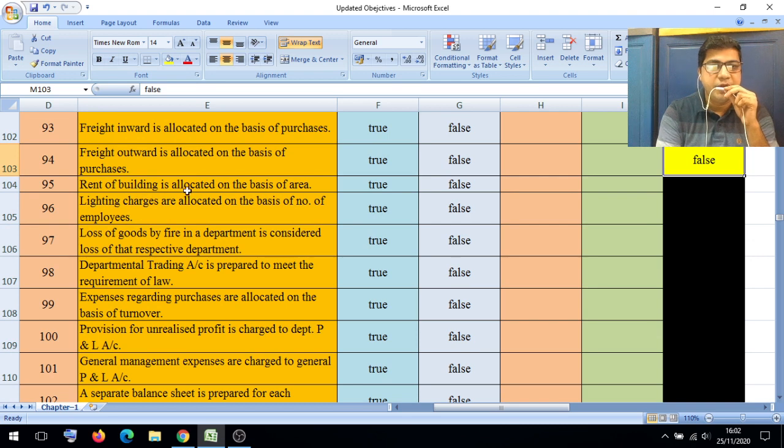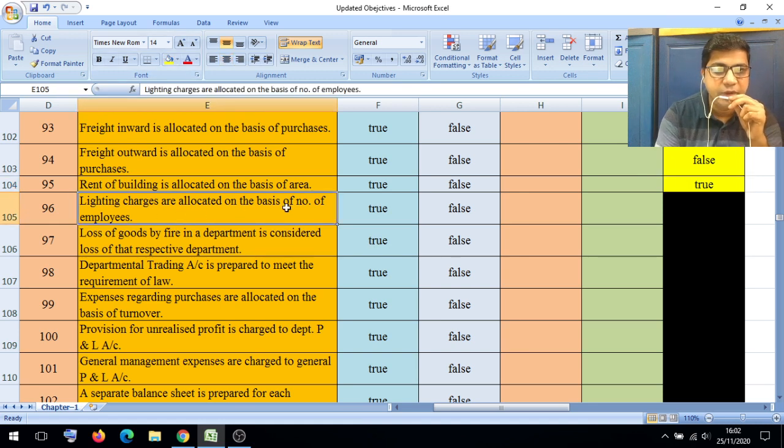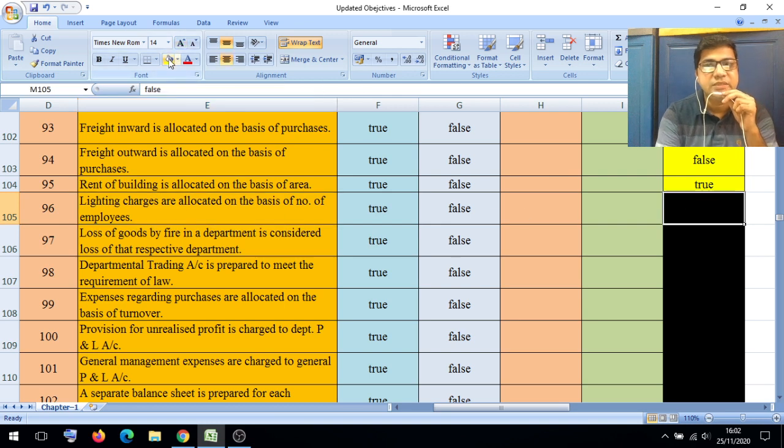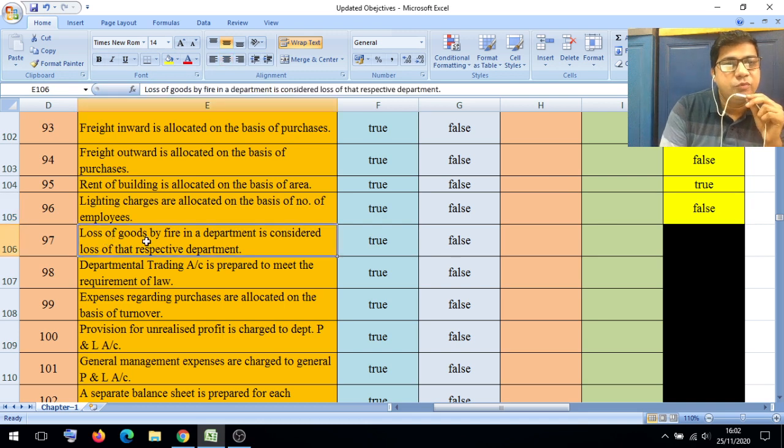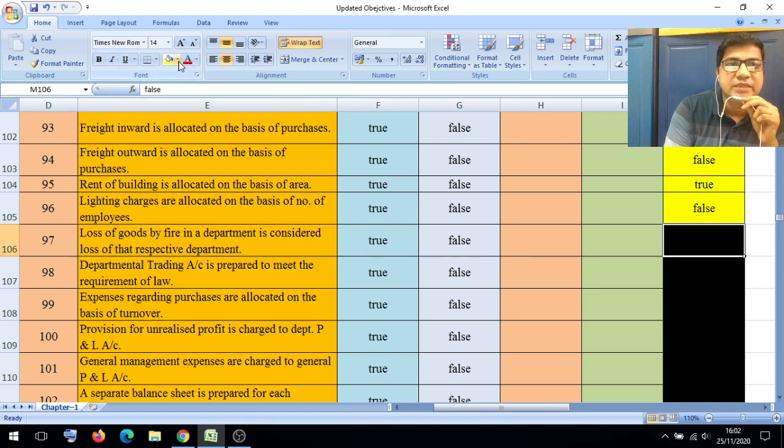Rent of building is allocated on the basis of area. Yes, true. Lighting charges are allocated on the basis of number of employees. Answer is false. Loss of goods by fire in a department is considered as a loss of that respective department. Answer is false.